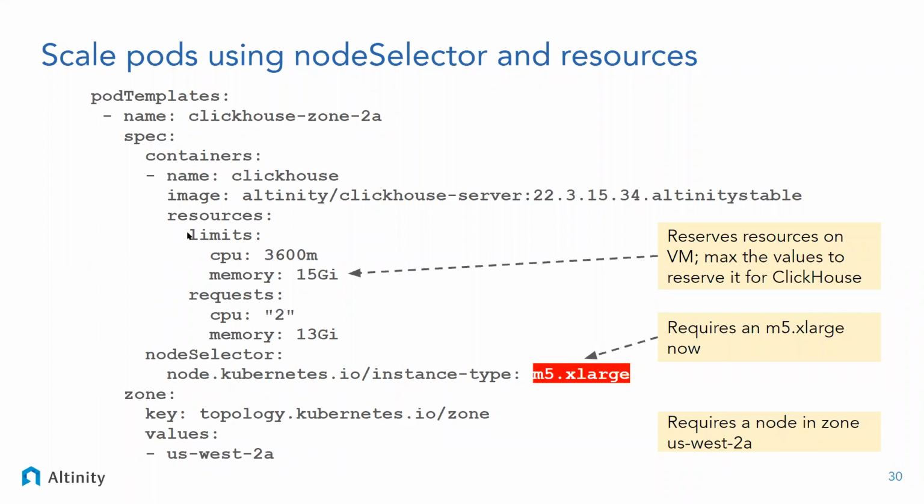The other thing this does is prevent, without a great deal of juggling, multiple ClickHouse servers from landing on the same node and trying to use overlapping resources. There are other ways to achieve that separation, but this does it. So basically, to scale up, make these resource limit changes, ask for a different VM type, apply this, and boom, it will scale up automatically.